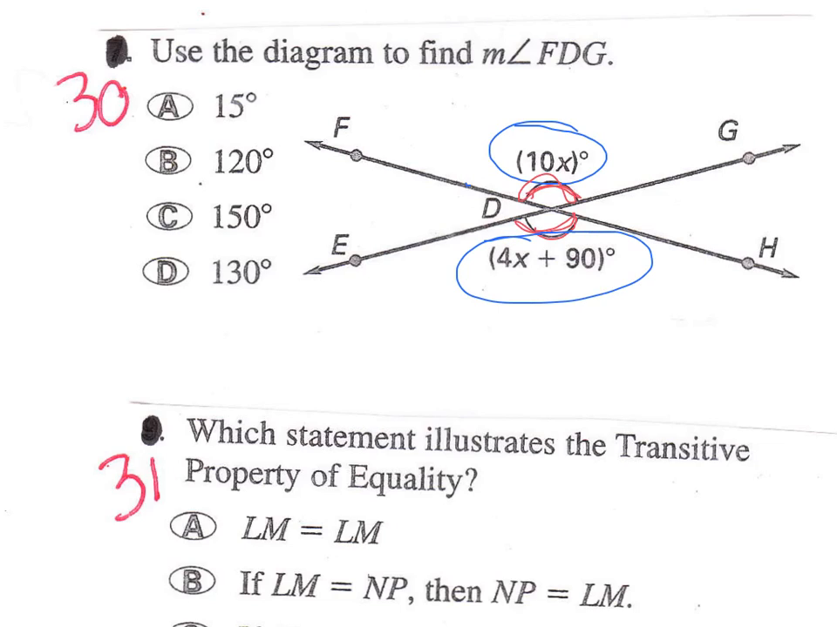Set up an equation, solve for x. Once you find x, plug it back in here with that 10 to find out how many degrees FDG is. Okay, so use some common sense here, but is it A 15, B 120, C 150, or D 130? Take your time on that, be very careful.